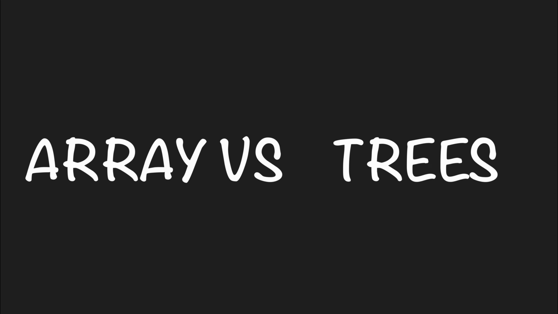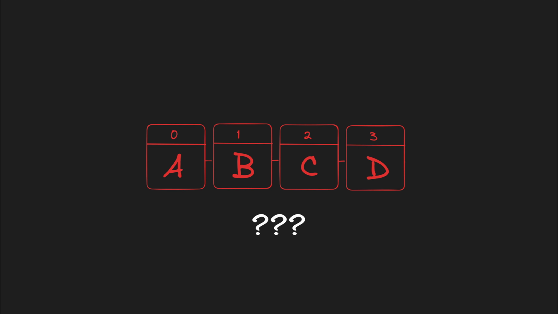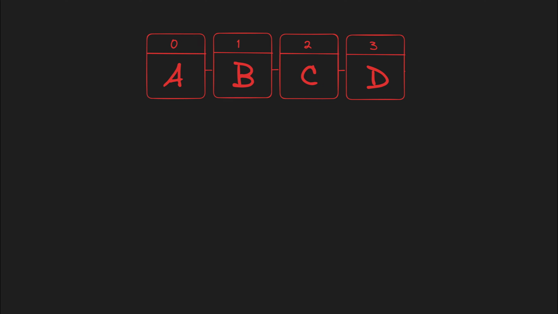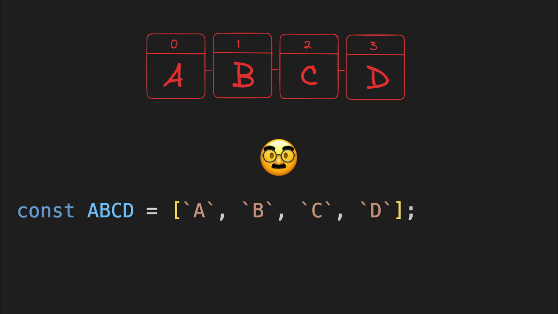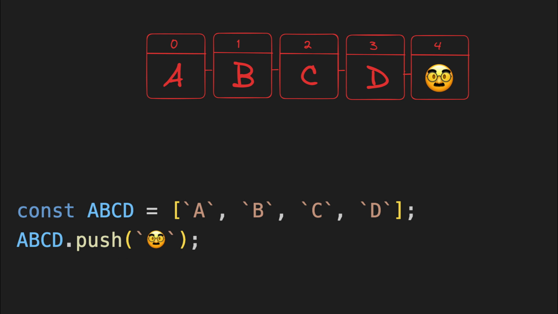data structures. So this is our array with index 0, 1, 2, 3 and values A, B, C, D, E, F, G. I'm really sorry, I just got carried away. Let's call this array ABCD. First, let's push this emoji at the end of this array. We will use array.push. Clearly, we just added this to the end of our array with index of 4.